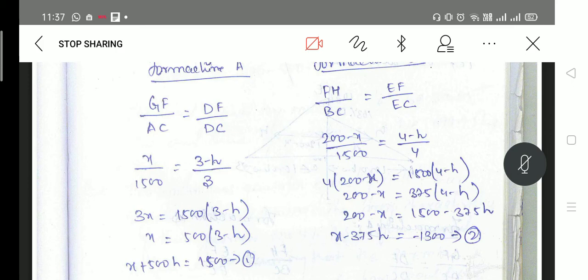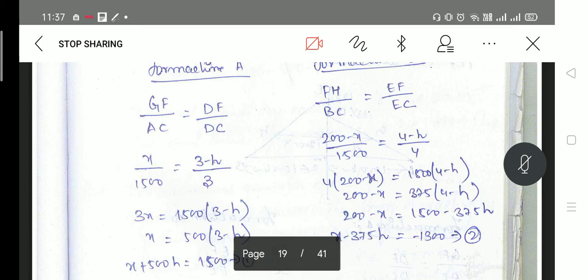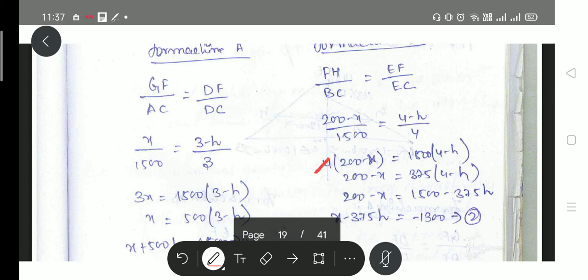Just cross multiply both: 4 into 200 minus x equals 1500 into 4 minus h. So I am dividing 1500 by 4, then we will get 375 into 4 minus h. So from this, 200 minus x is equal to 1500 minus 375h. I am taking h this side and 200 from this side, then we will get x minus 375h is equal to minus 1300. This is the second equation.